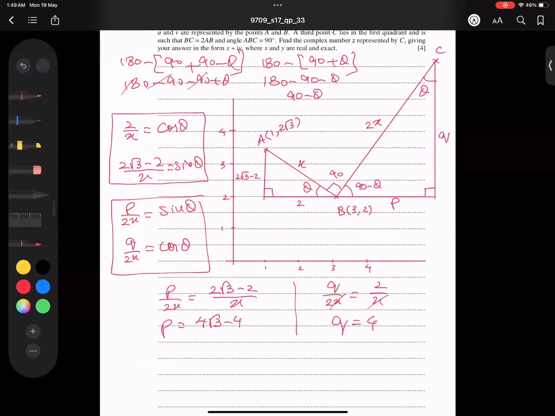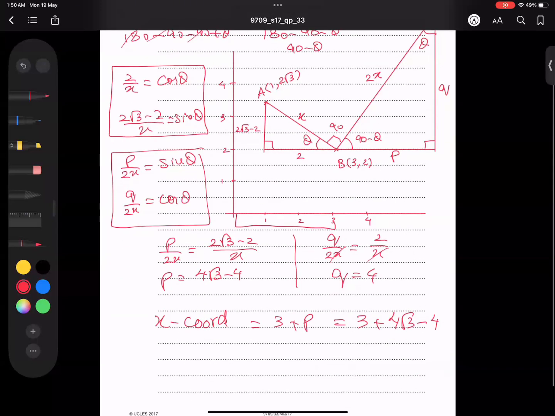So students, if I'm looking for the x coordinate of C, what is it? Basically, this is P and this is x coordinate 3. Because this is already 3 and this is P, I will add 3 plus P. So 3 plus P turns out to be 3 plus 4 root 3 minus 4. So it gives us 4 root 3 minus 1, because 3 minus 4 is minus 1.